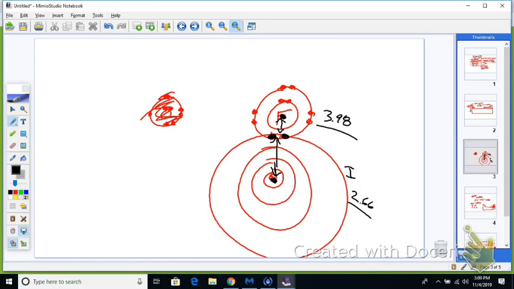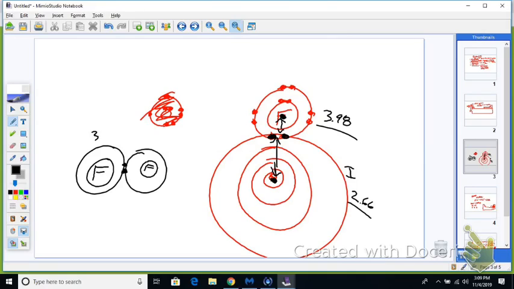Now, if they're equal distance, two fluorines bonded together, what do we know about the difference in their electronegativity? So this one's 3.98 and this one's 3.98. So what kind of share do they have? Equal share. So now we get into polar and nonpolar. That would be polar, and these are nonpolar because they're equal. It'd be a nonpolar bond. Okay? Alright, we're going through this pretty quick.